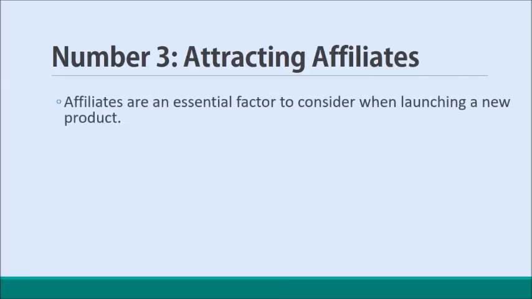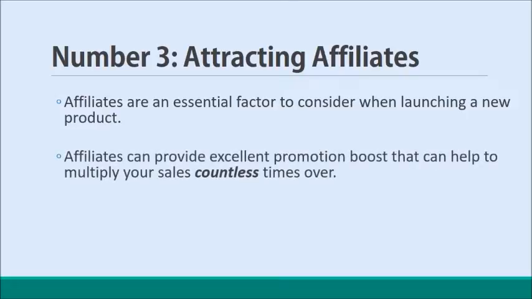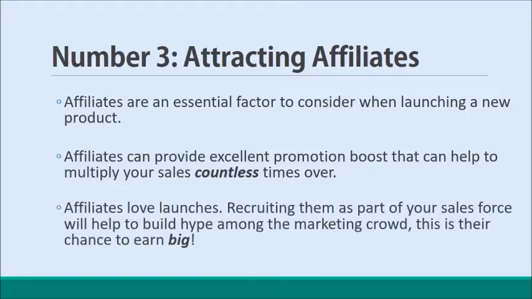Number three, the other best way to promote a product online? Find affiliates. That way, you'll have an army of promoters all working with you to help you launch your item, and thereby multiplying your sales countless times over. One of the best ways to get an affiliate on board? Launch your product. Affiliates love launches, and that way you can build hype among the marketing crowd too. This is their chance to earn big.